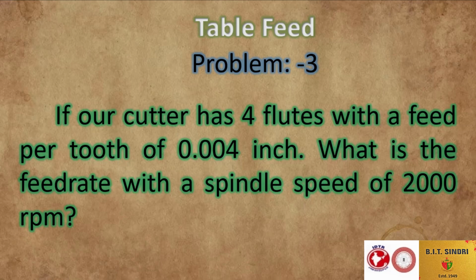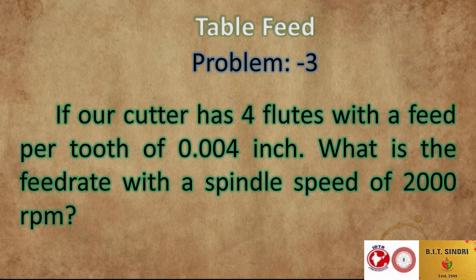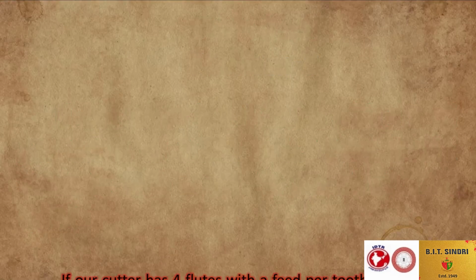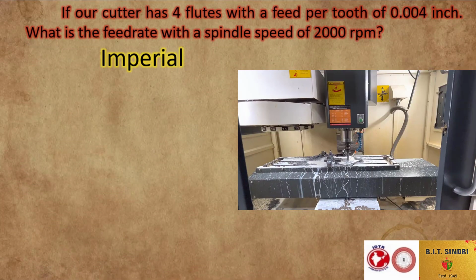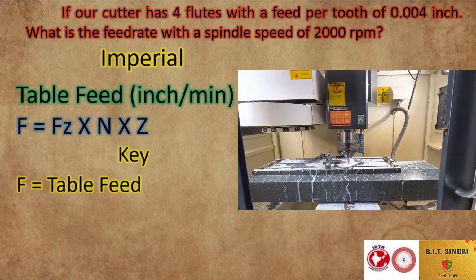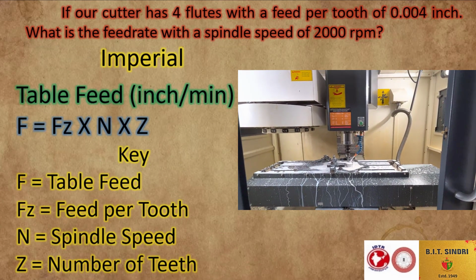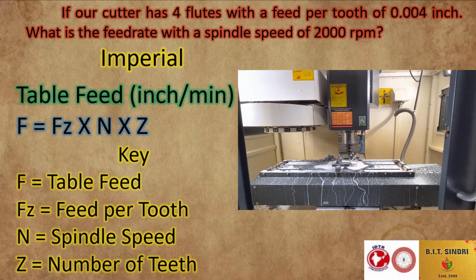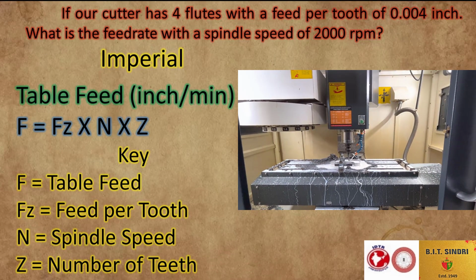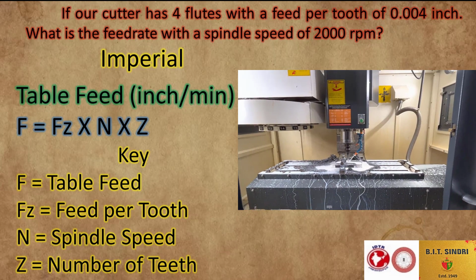So my problem number 3 is, if our cutter has 4 flutes with a feed per tooth of 0.004 inch, what is the feed rate with a spindle speed of 2000 revolutions per minute? So that is, F is our table feed. So now to find feed per tooth, let us use 0.004 inch this time. So let us say on the back of our tool packet we see the best feed per tooth for our material, and we would times that by our spindle speed.